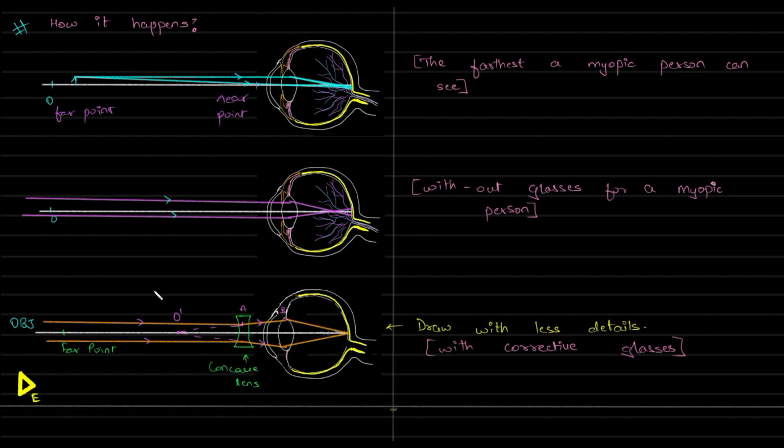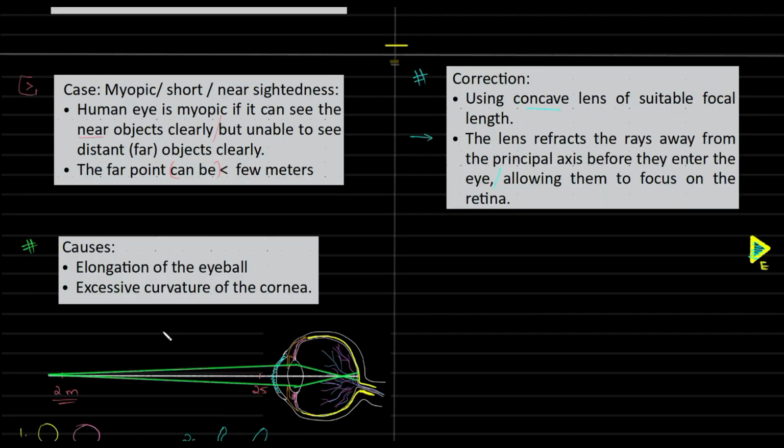So this is the image produced by the concave lens. This is the new object, the image by the concave lens, the new object for the eye. So the eye is able to see because it's within the range of your farthest and nearest point. Right, it's within that range. So in the end, he or she is able to see the image, the new object. This is the whole idea.